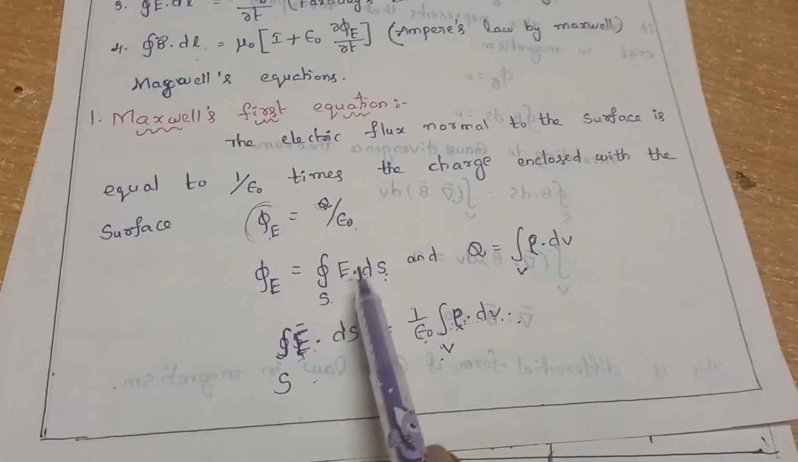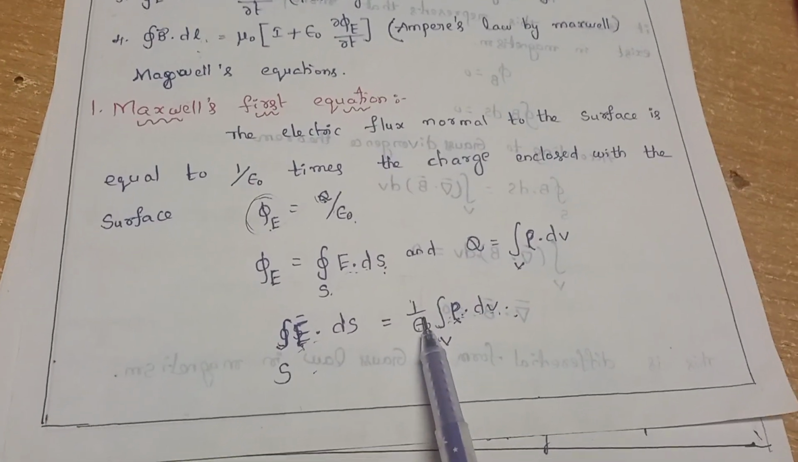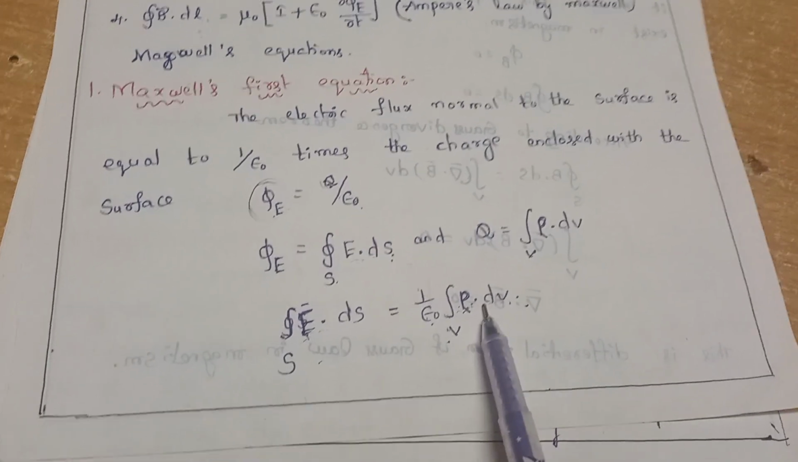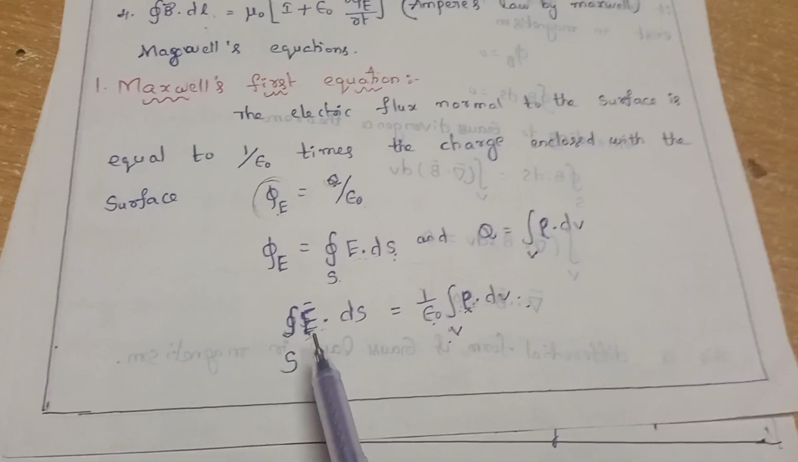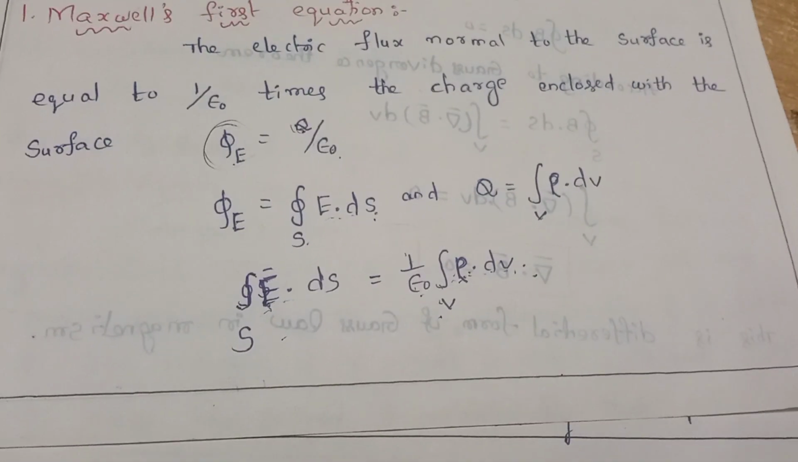In the place of phi E, we can substitute the surface integral of E dot ds. At the same time, 1 by epsilon naught is the same. In the place of q, we can substitute rho dot v. Now we get the surface integral of electric field is equal to 1 by epsilon naught into rho dot v.